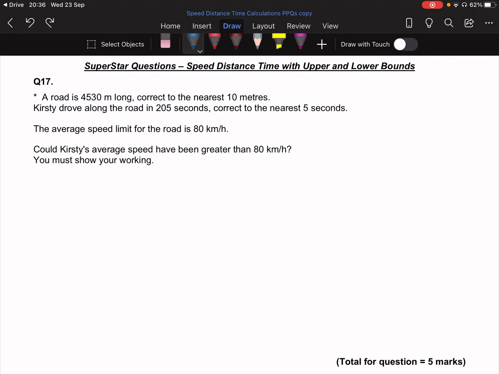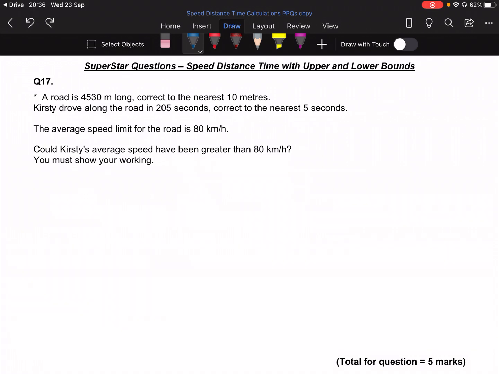And this is a superstar question, I called it, because it combines speed, distance, time with upper and lower bounds. So we've done speed, distance, time. We haven't studied upper and lower bounds yet, so I'm going to just try to give you a quick rundown on the method of this question. So hopefully you're going to be a bit more familiar with upper and lower bounds by the time we get to study them. So let's read the question first.